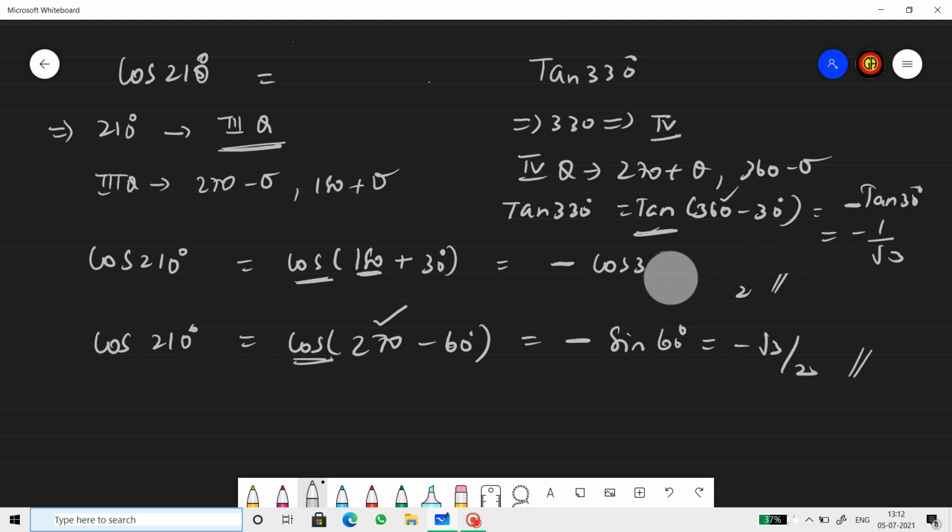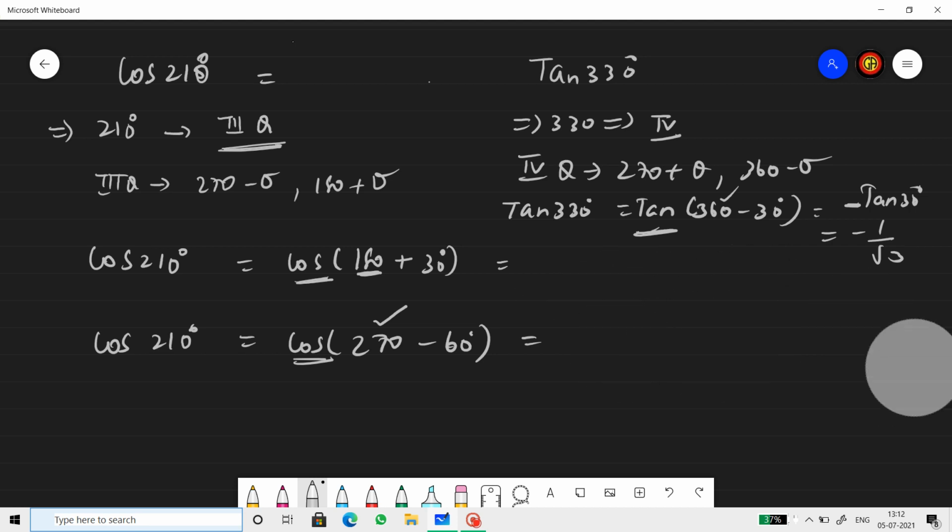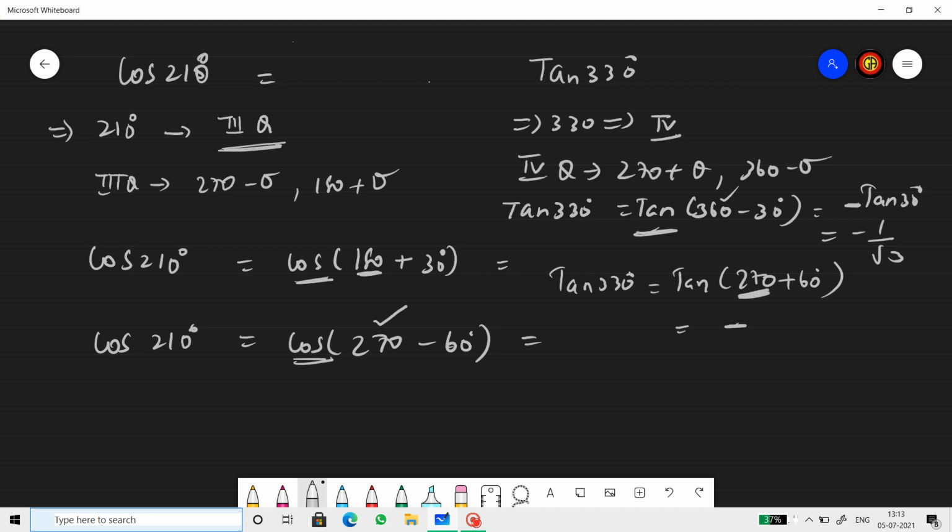Now imagine I'm going to split it the other way around. So I'm going to take tan 330 as tan 270 plus 60. Anyway, in the fourth quadrant, tan is negative, so the answer has to be negative. 270 means change. So tan will change to cot. So I get cot 60. And cot 60 is what? 1 by root 3. So the answer is minus 1 by root 3. Therefore, we get the answer C.